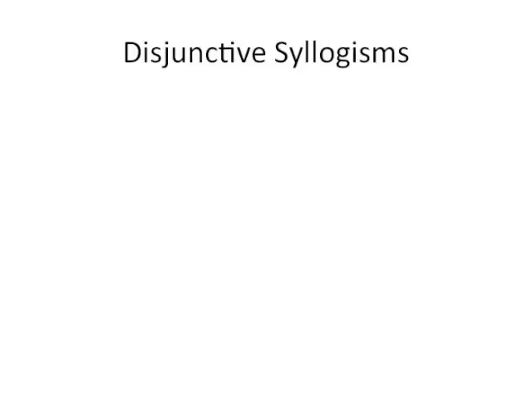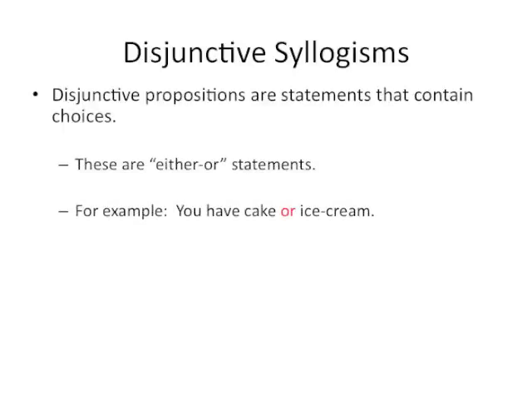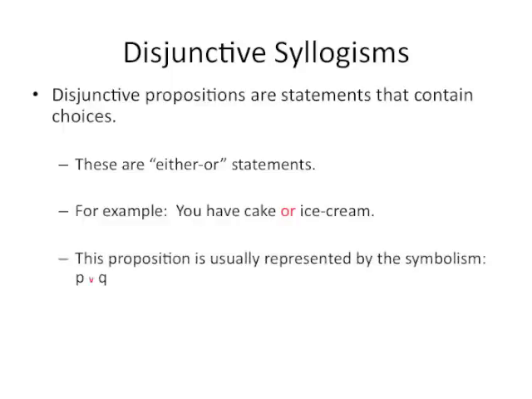Disjunctive propositions are statements that contain choices. These are either-or statements. So for example, here's an argument. You have cake or ice cream. This proposition is usually represented by the symbolism P or Q, where P we're going to use to represent cake, Q is what we're going to use to represent ice cream, and we include the logical connector. It's just a small v in between the two terms, and that's what we call an or statement.